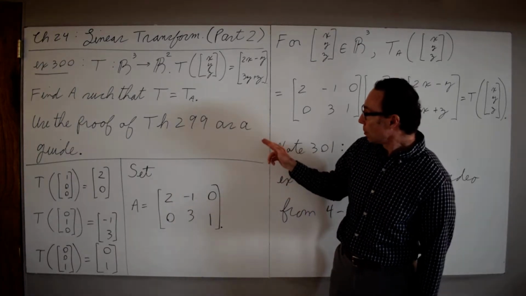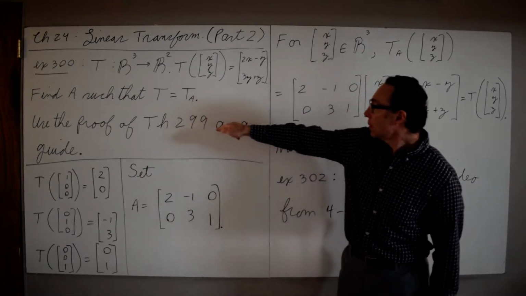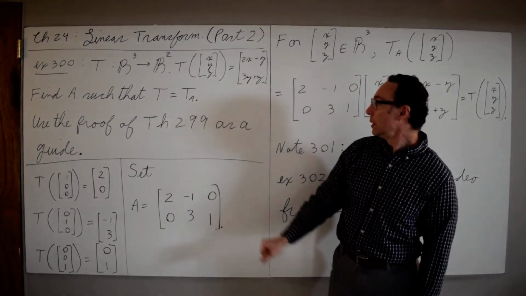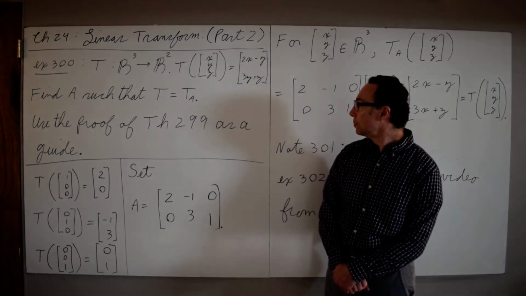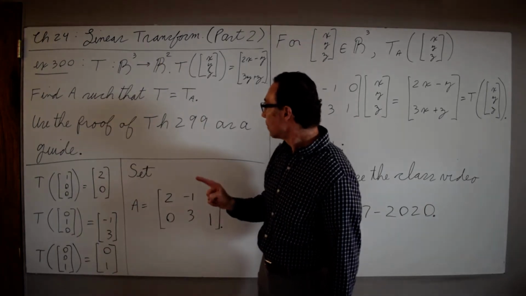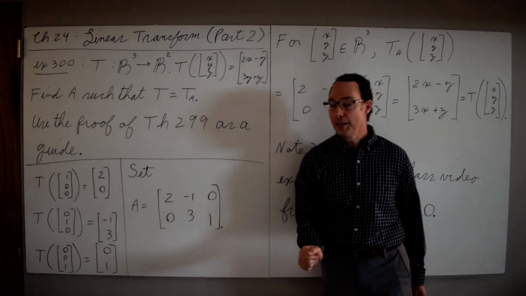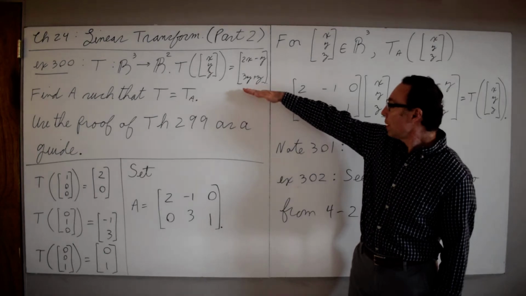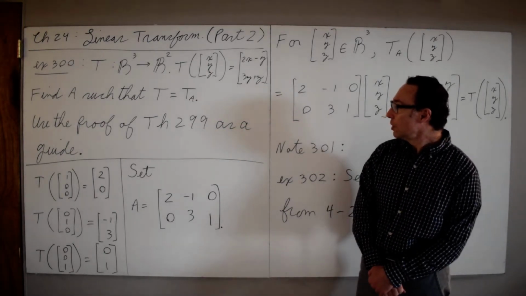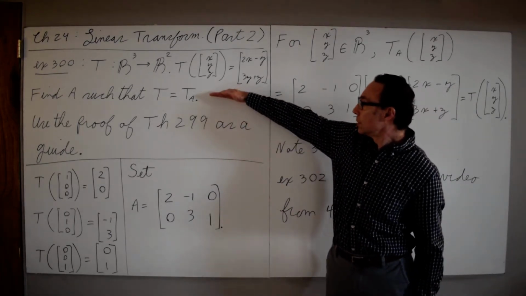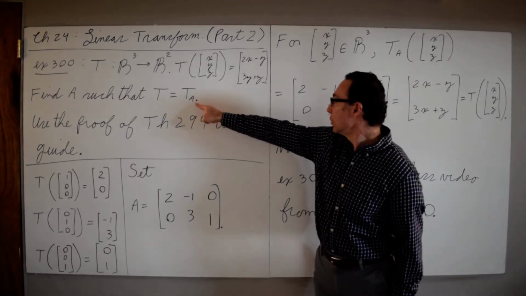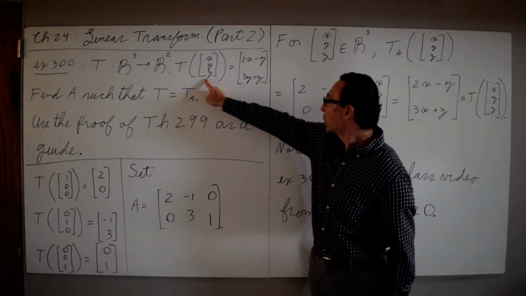Now, theorem 299 tells us that any linear transformation from Rn into Rm is matrix multiplication. And so we have a linear transformation from R3 into R2. According to theorem 299, we can define this in terms of matrix multiplication. So what we want to do is find A such that our linear transformation T is T sub A, which just means we're going to multiply this vector on the left by A.